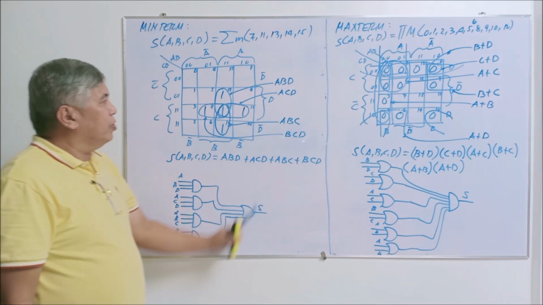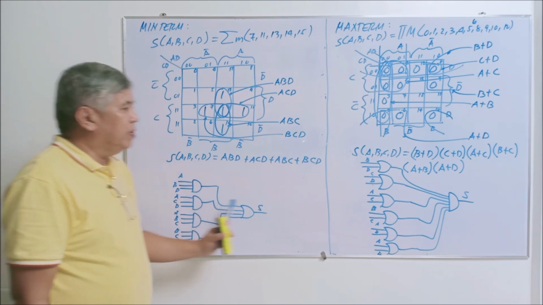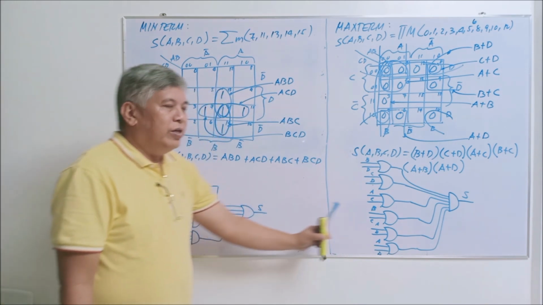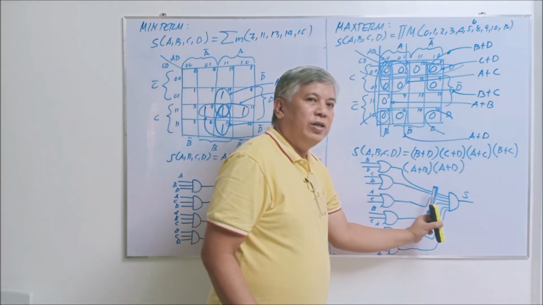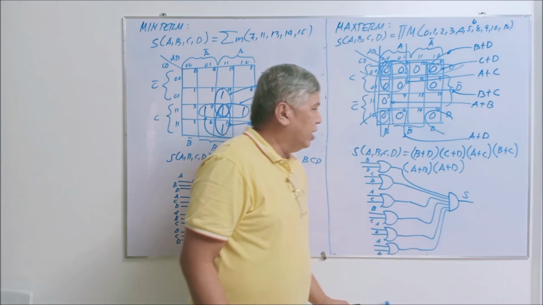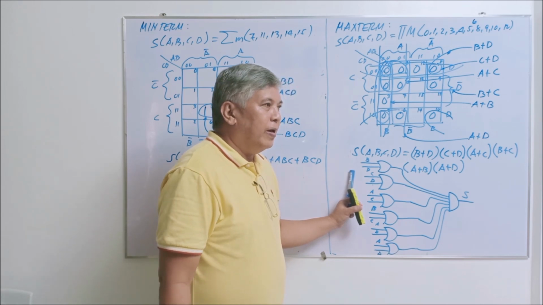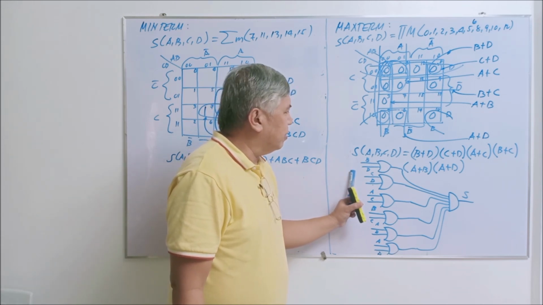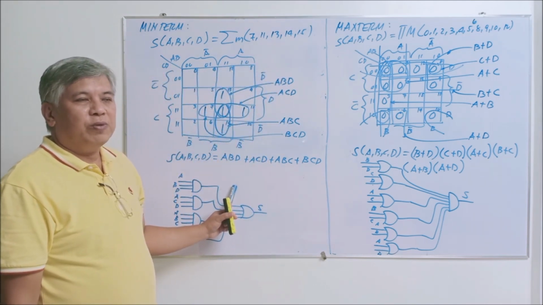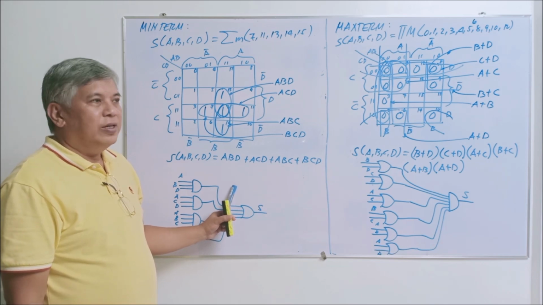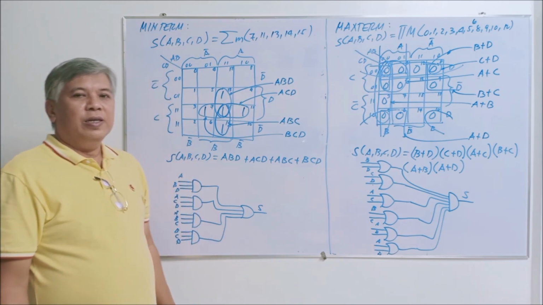Now, the output will produce the same output even if you use the min term or the max term. In other words, this equation here is the same as this equation here. But this one here is in the product of sum expression method, and this one here is in the sum of product expression method. Okay, so that's it for our sample problem in K-Map.